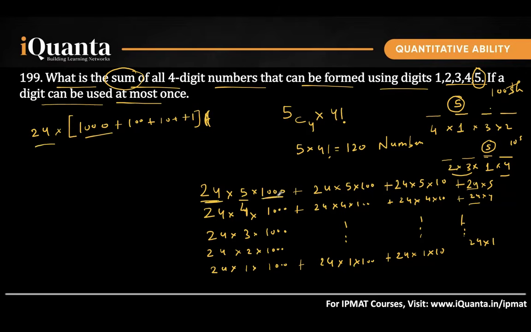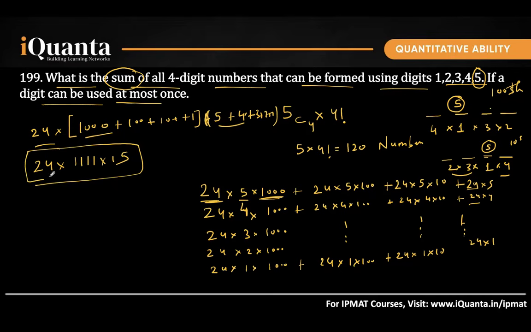There were 24 numbers giving a value of 1000 due to the place value 1000, and all having a weight of 5, plus all having a weight of 4, isn't it? Then 3, then 2, then 1. So what happens here? If you ultimately find out the sum, it is 24 into 1, 1, 1, 1 into how much? 5, 4, 3, 2, 1. Whatever is the value of this, that will be the answer.